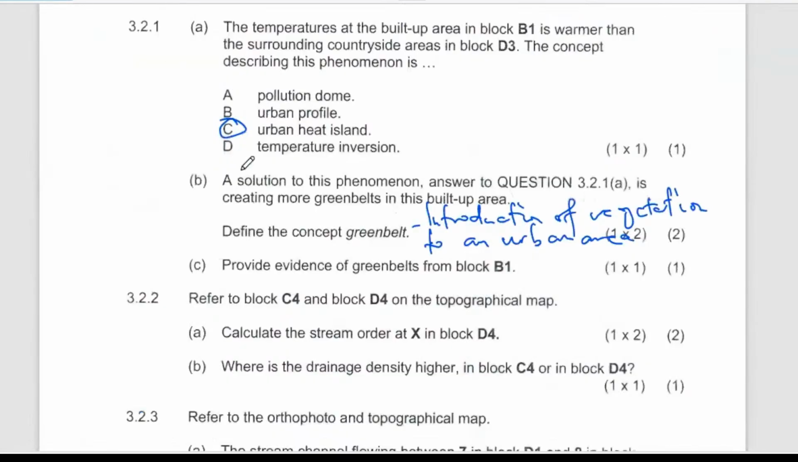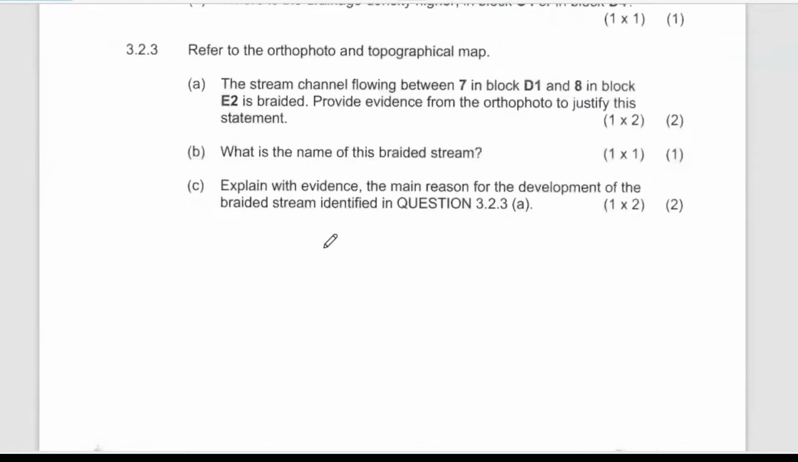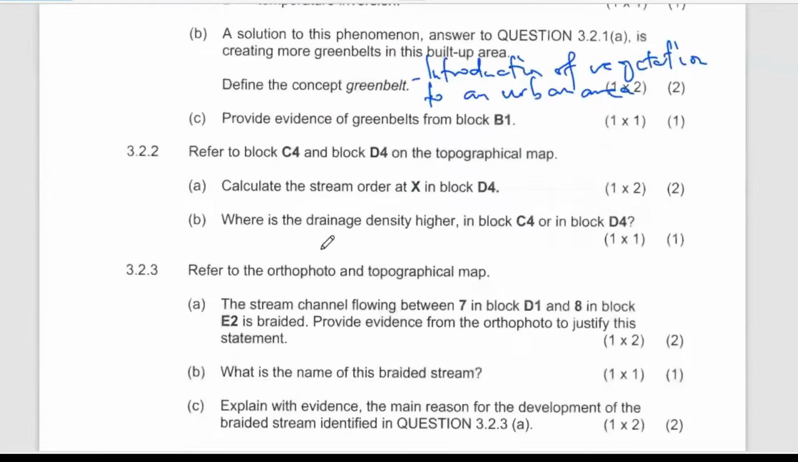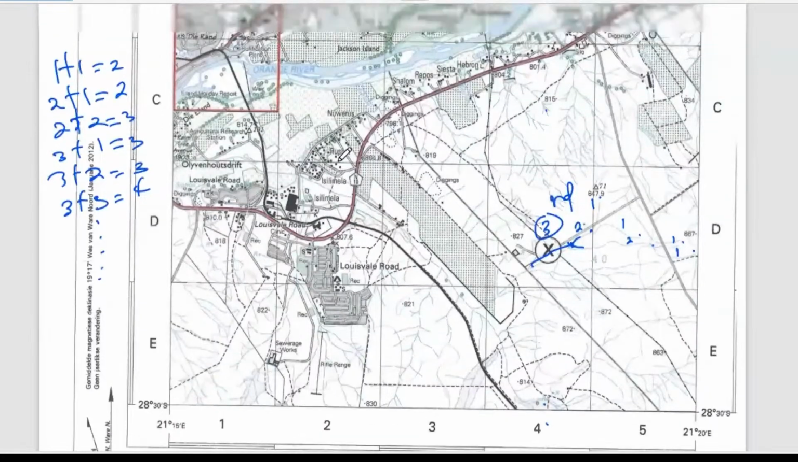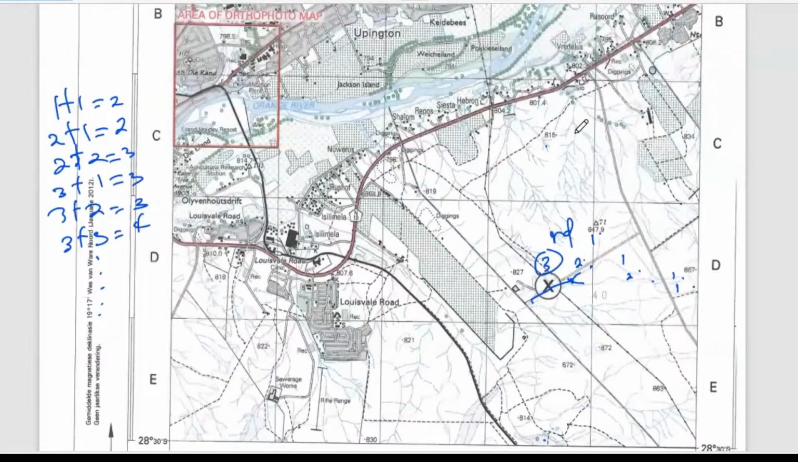Right, we move on to the next question. The next question is saying, where is the drainage density higher, in block C4 or D4? Let's check C4 and D4. Right, block C4 is this one.